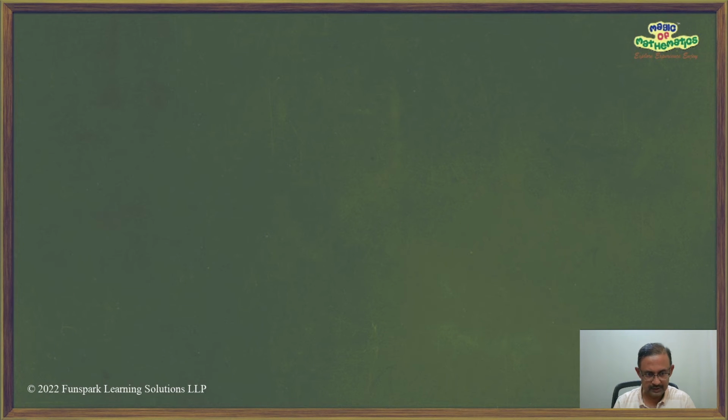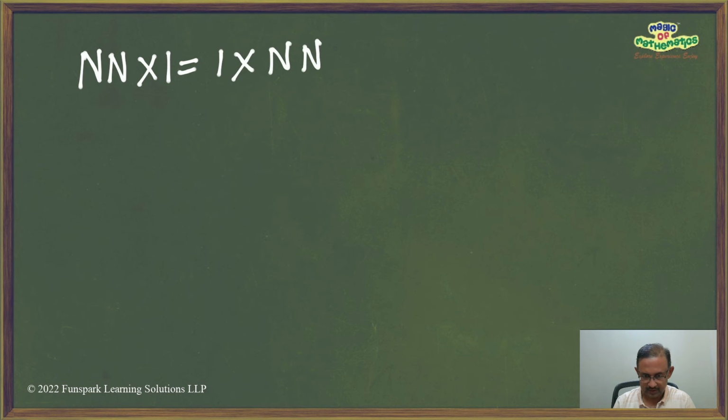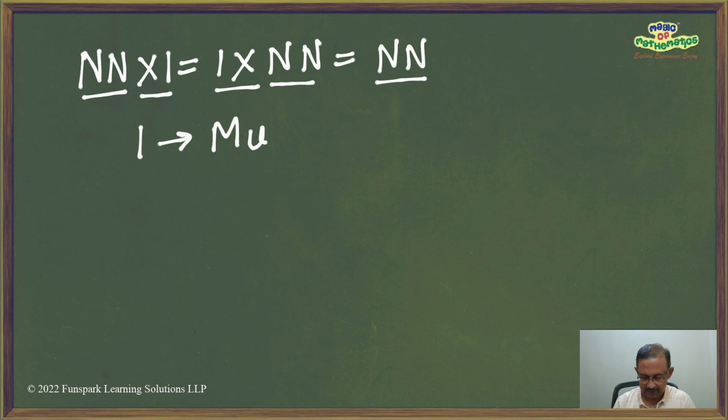From what we have seen, we can say that any natural number times 1 equals 1 times the natural number, which equals the natural number itself. And since natural numbers retain their identity, that is, they don't change when multiplied by 1, 1 is called the multiplicative identity.